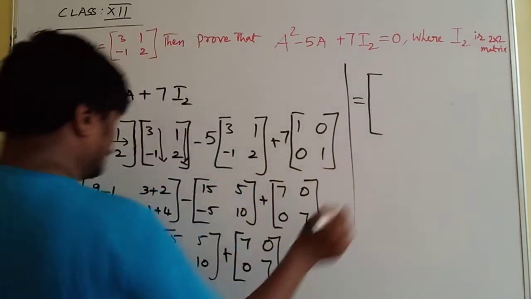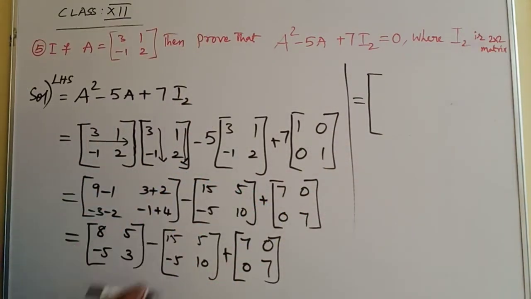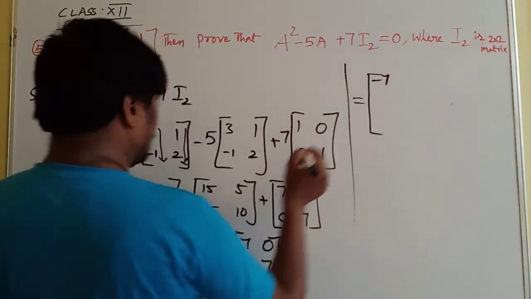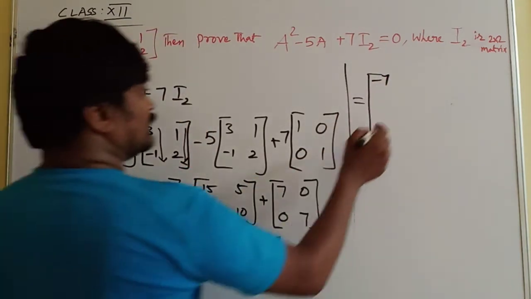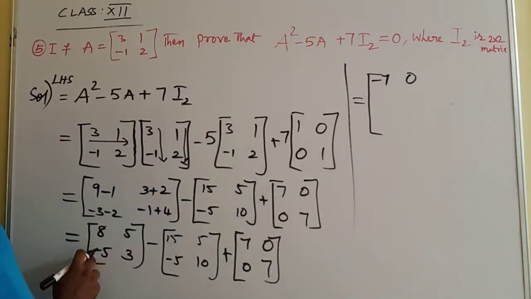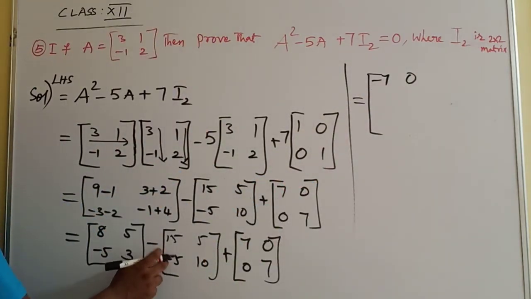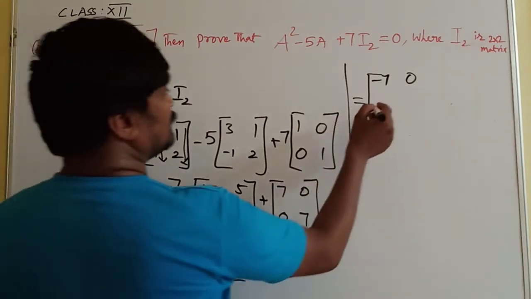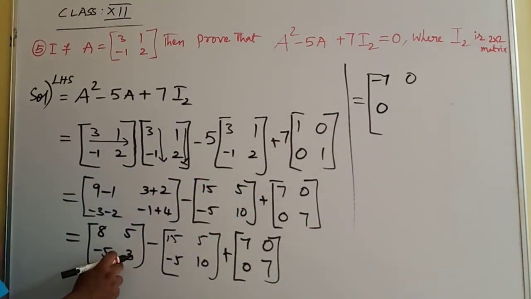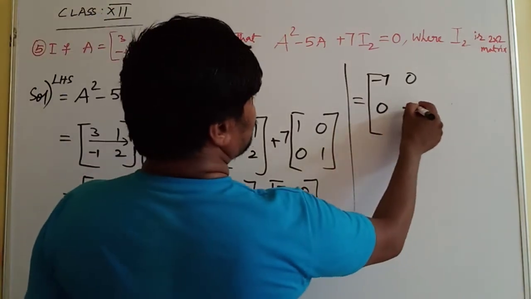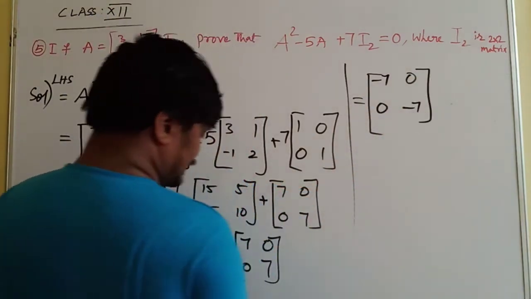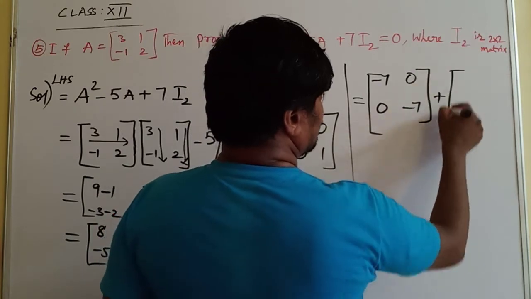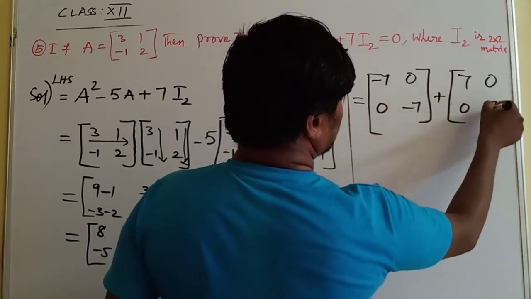So that is equal to, and you simplify 8 minus 15. When you do 8 minus 15, you get minus 7. Now 5 minus 5 is nothing but 0. Minus 5 minus of minus 5 means plus 5. Minus 5 plus 5 is nothing but 0. 3 minus 10 is nothing but minus 7. Right? Plus 7 0 0 7.